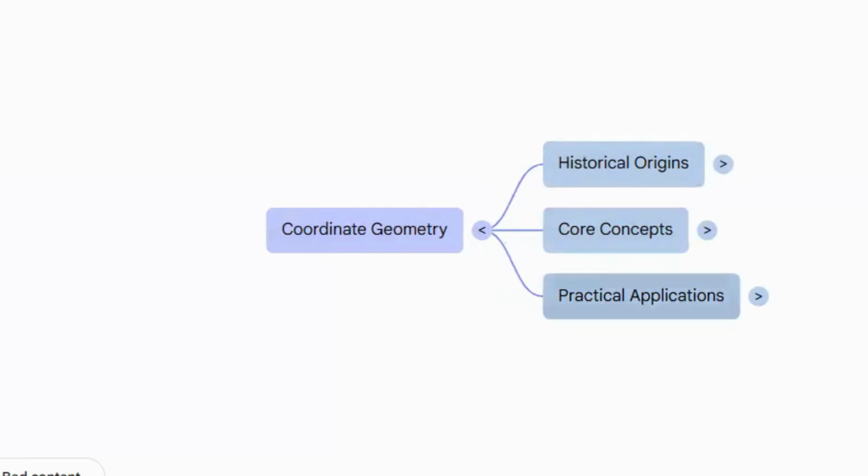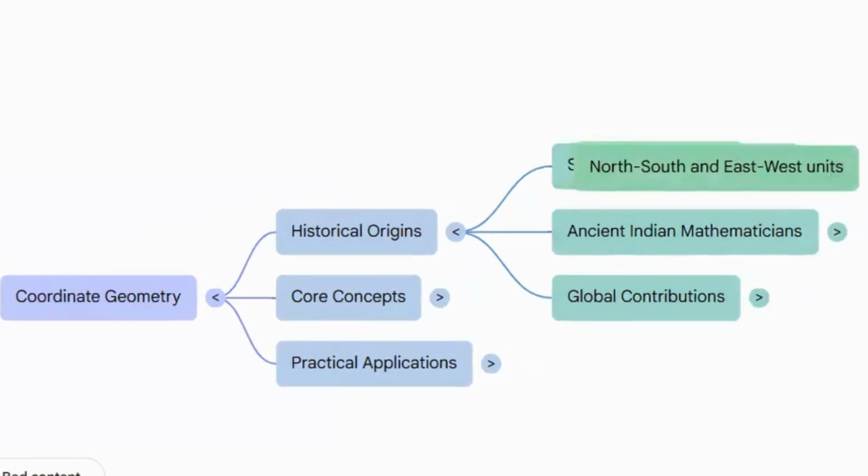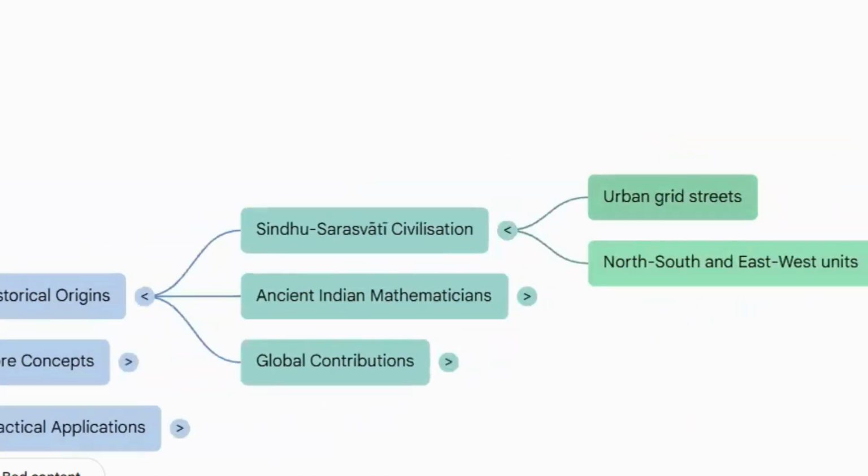the practical application. Now in historical origin, we will learn about the Sindhu Saraswati civilization, then ancient Indian mathematicians, then global contributions. Under the Sindhu Saraswati civilization, we will study urban grid streets and north-south or east-west units. It means these urban grid streets and north-south or east-west units were used in the Sindhu Saraswati civilization.